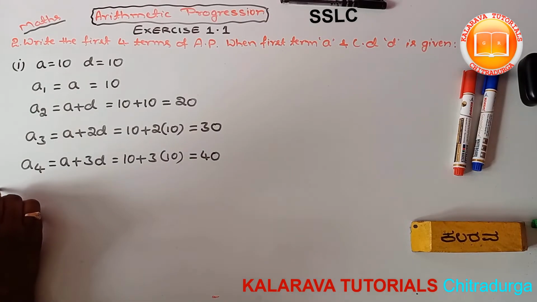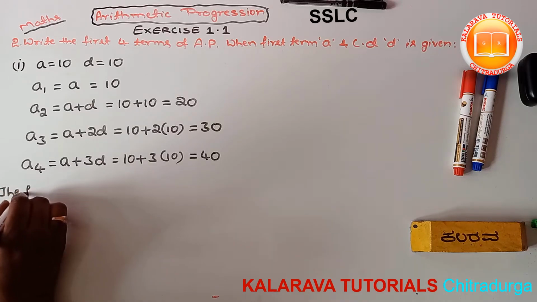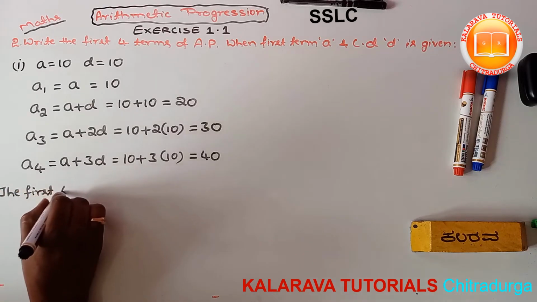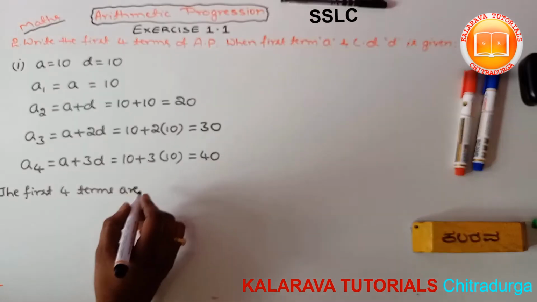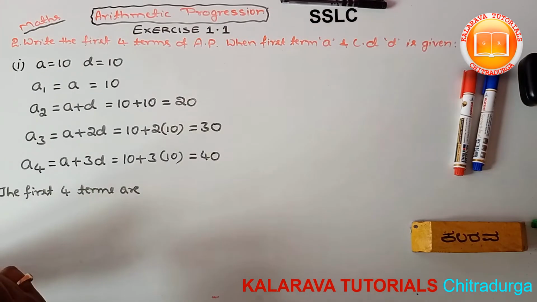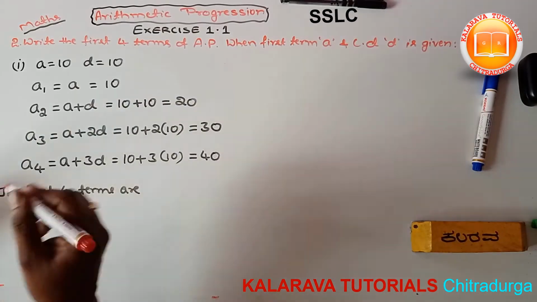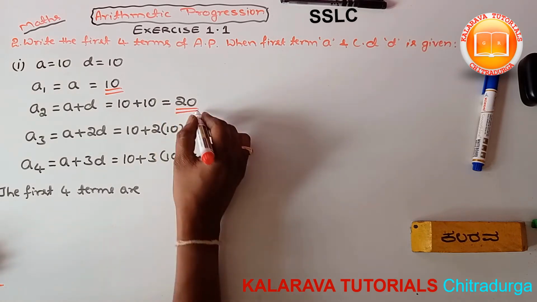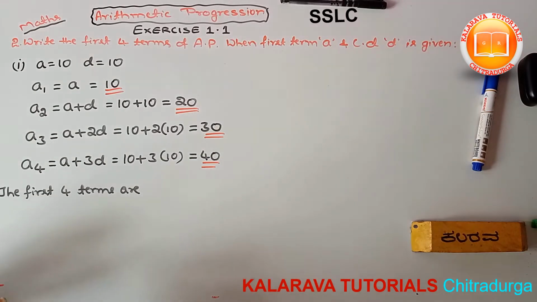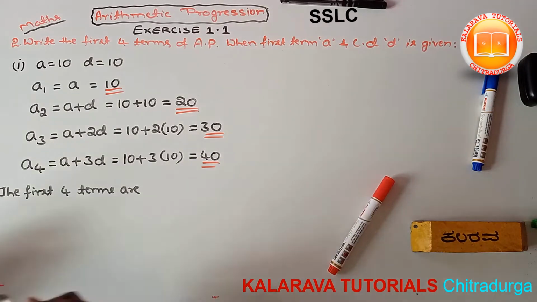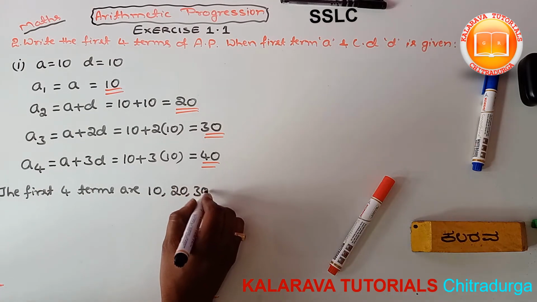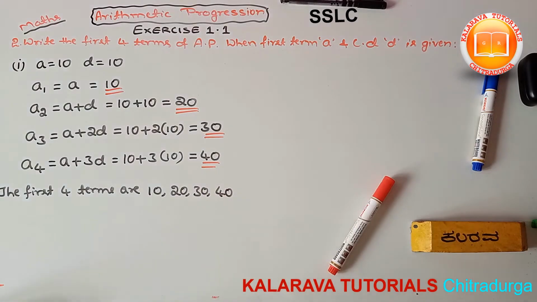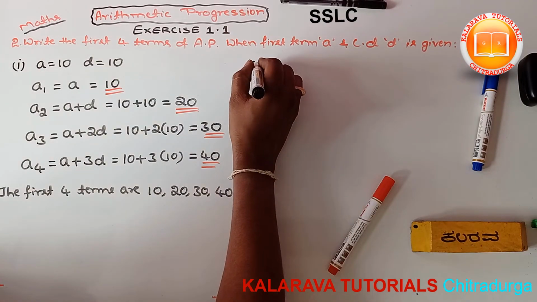Here the first four terms are, observe, students, we have to find the four terms. Here 10 is the first term, 20 is the second term, 30 is the third term, and 40 is the fourth term. Here we write 10, 20, 30 and 40. These are the four terms of this AP. And now we move on to the second one.